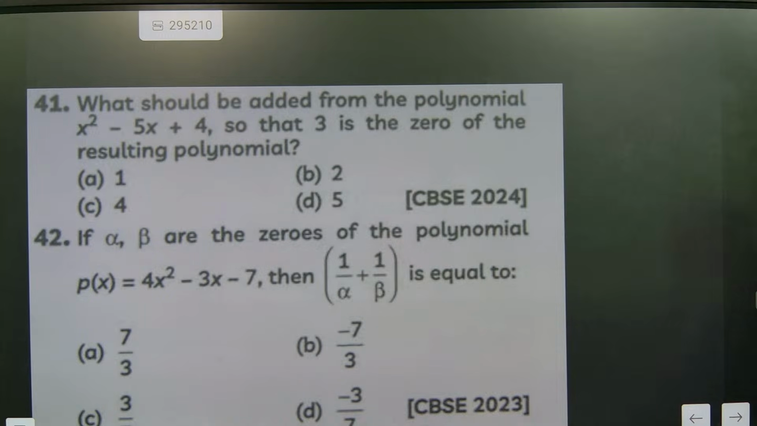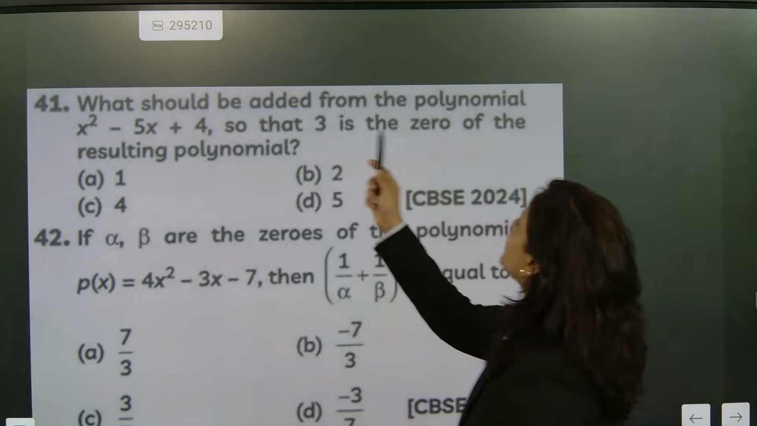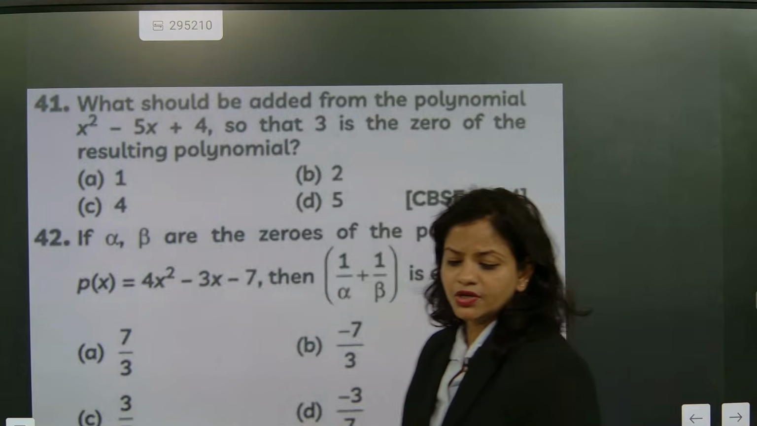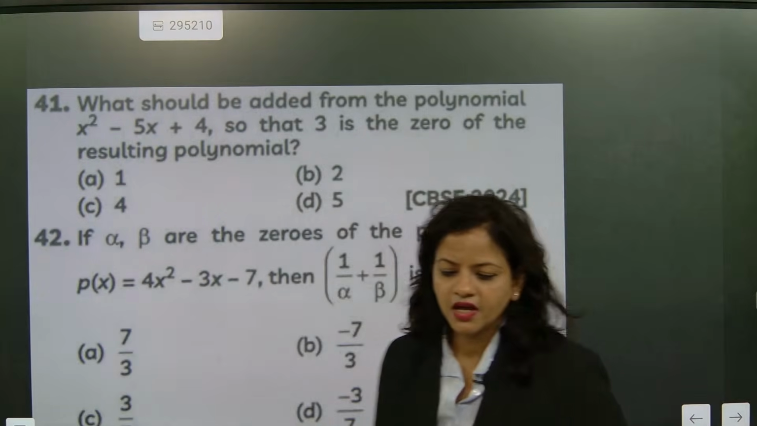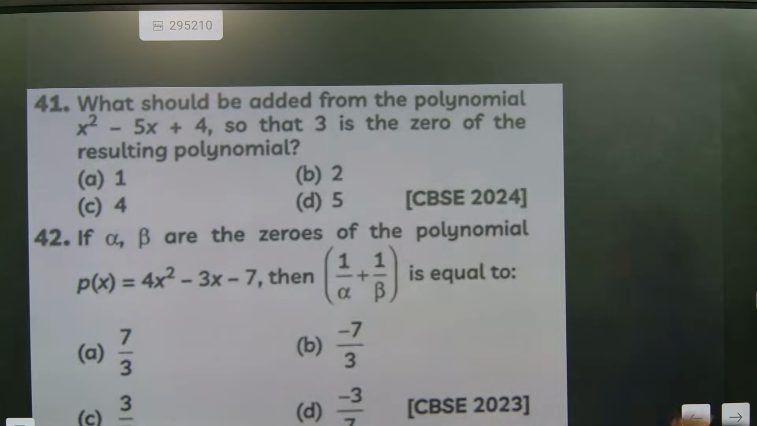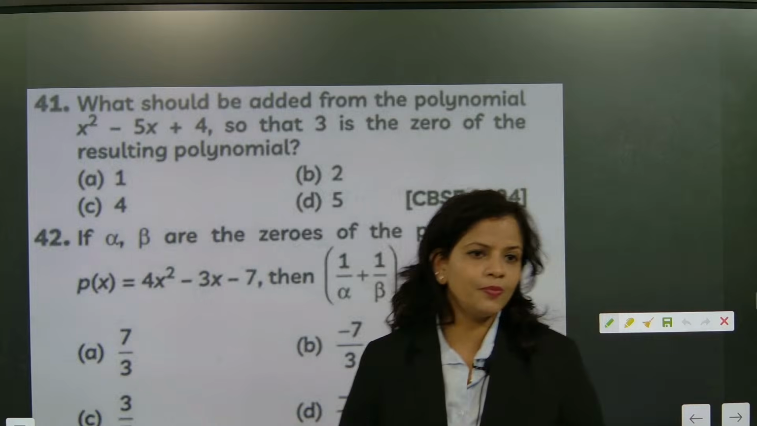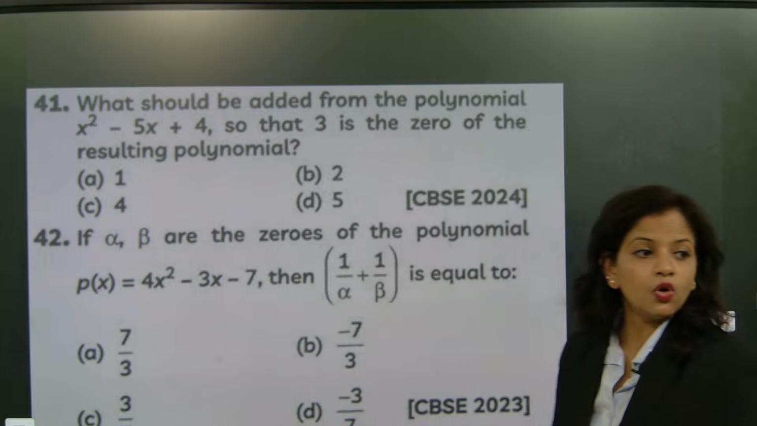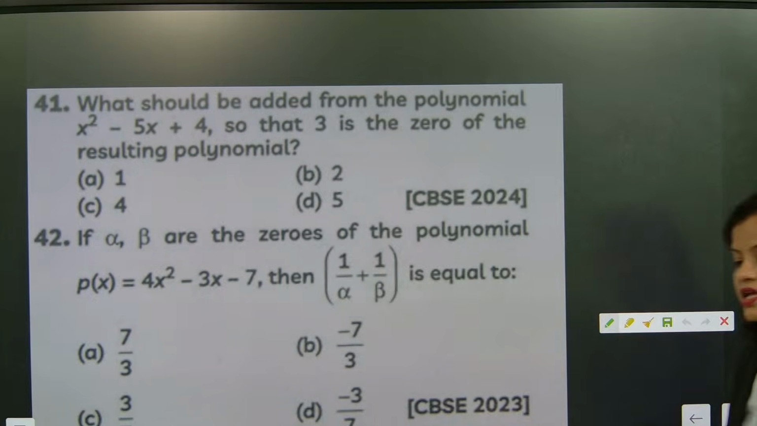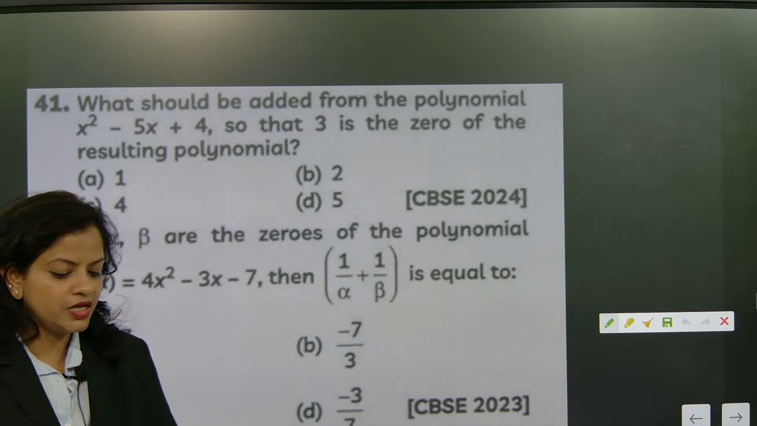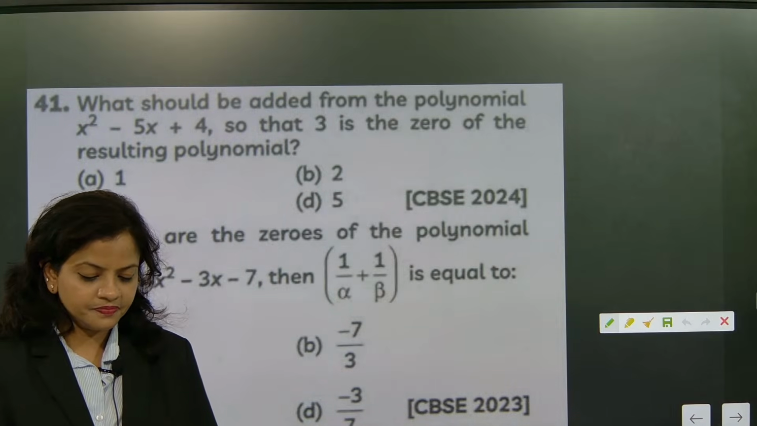What should be added to the polynomial so that 3 is a zero of the resulting polynomial? We have already solved this question 2 times. This is the 3rd time I am solving it. Very good, you remember that. Now look at it. We will solve this question. What should be added? Let K be added. Correct? What did I tell you yesterday? Please, everyone, start solving. Don't leave the question. Start solving, children.